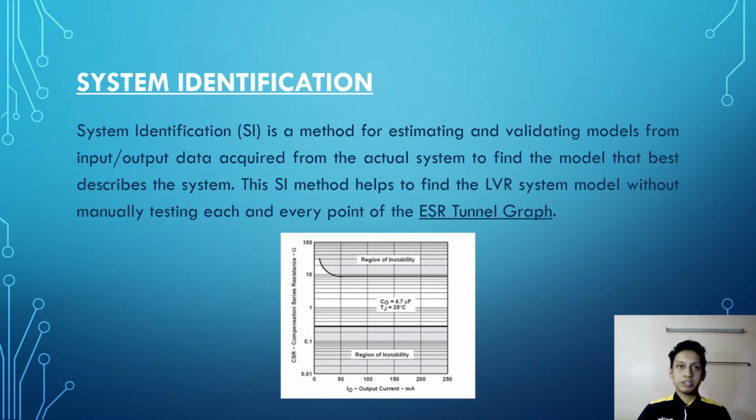System identification. System identification is a method for estimating and validating models from output and input data acquired from the actual system to find the model that best describes the system. This SI method helps to find the linear voltage regulator system model without manually testing each and every point of the ESR tunnel graph.